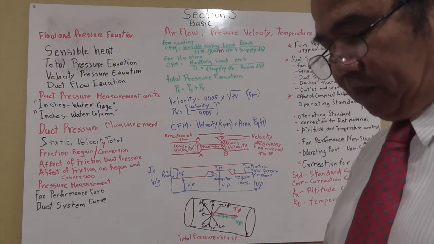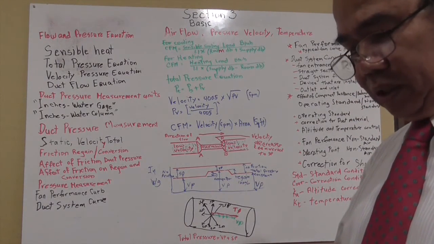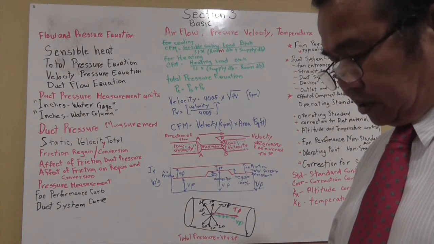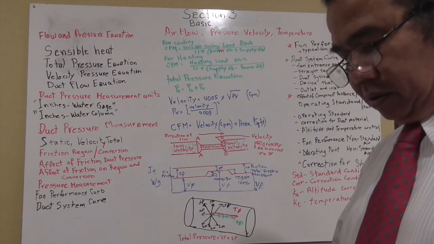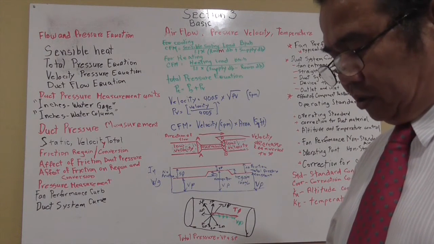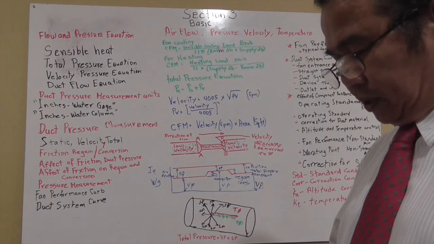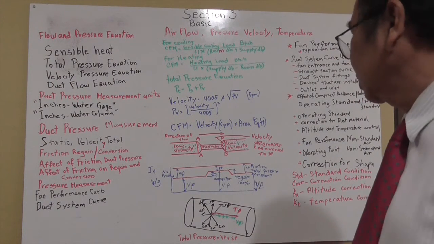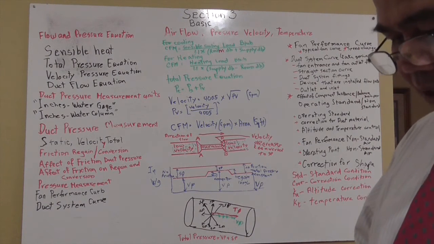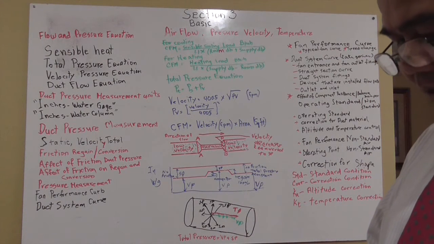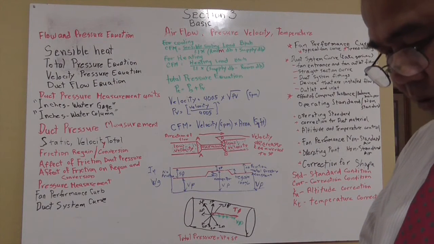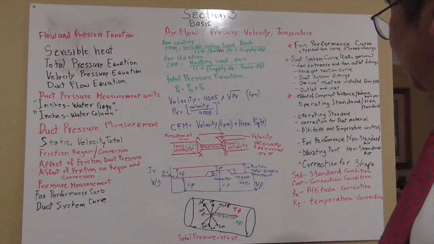Okay, now we're gonna talk about frictionless regain and conversion. The average velocity decreases, and because there is no friction, the corresponding decrement of the velocity pressure is completely converted to static pressure. Static regain is the increment of velocity pressure that was converted to static pressure.